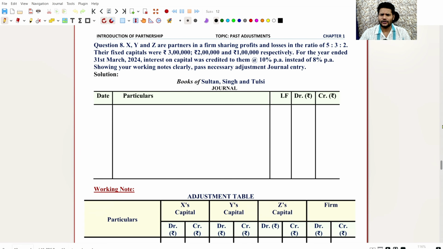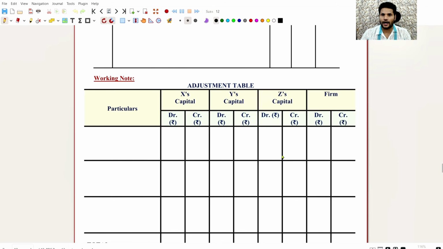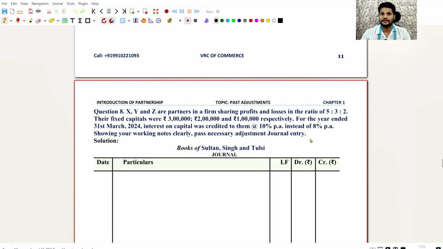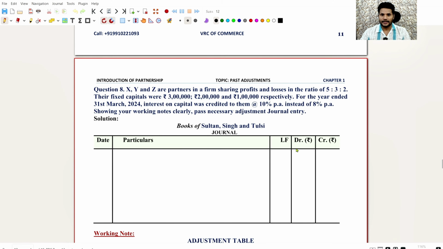Before doing so, we need to make the adjustment table and then we will pass the adjustment journal entry, right? Now what you have to do is find out the difference, by what difference you have overstated the interest on capital. You can easily see here, that is 10% and 8%. The difference will be 2% more. So first of all, you need to find the difference between these two, and the difference is 2%. Let's calculate 2% of the fixed capital of each partner, right?